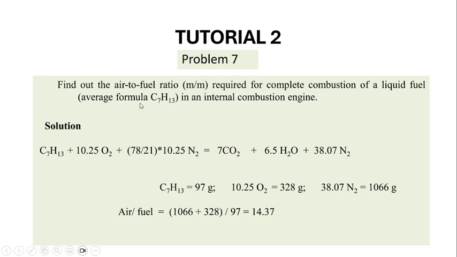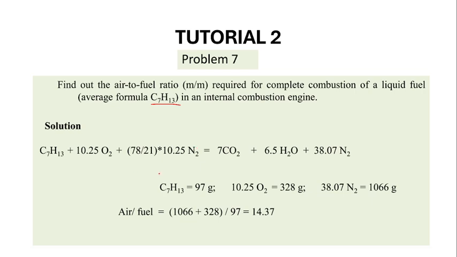So now find out the air to fuel ratio required for complete combustion of a liquid fuel having the average formula of C7H13 in an internal combustion engine. The first thing you have to do is the stoichiometric equation. You have to balance the equation. So here your fuel is C7H13. This is a hydrocarbon, right? You are burning your fuel for complete combustion, and what you will be giving is air, right?